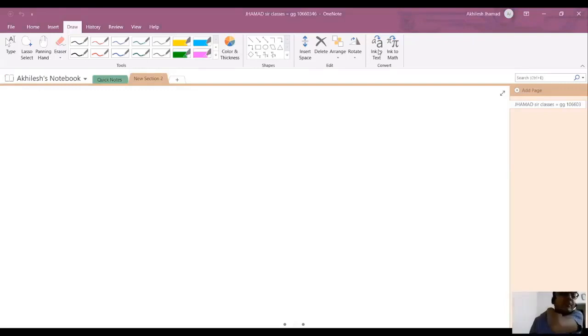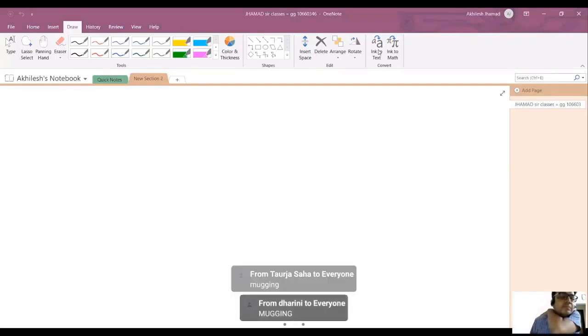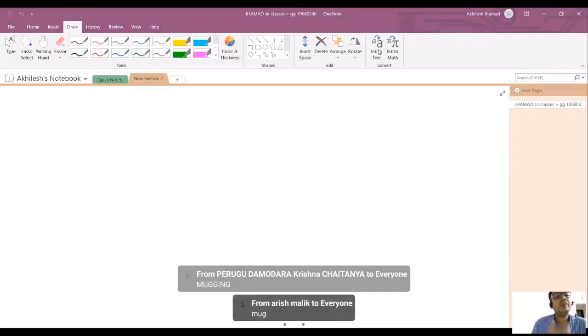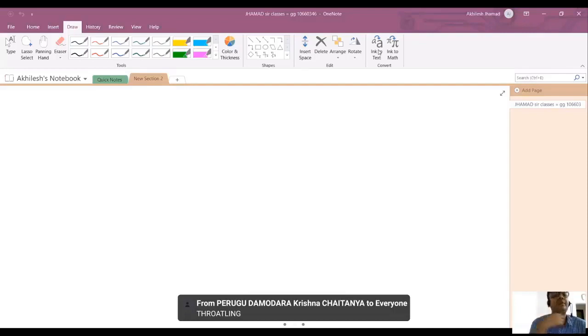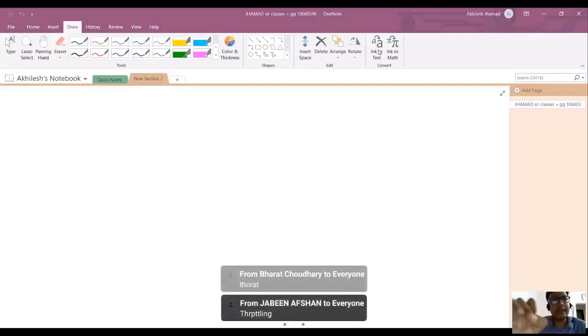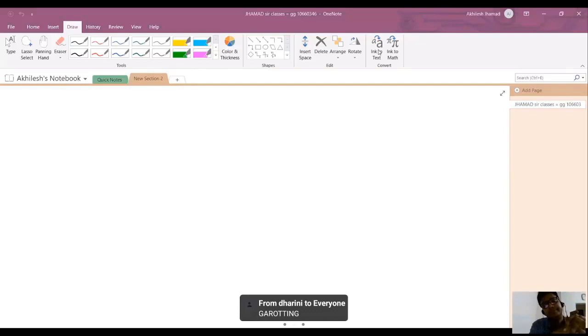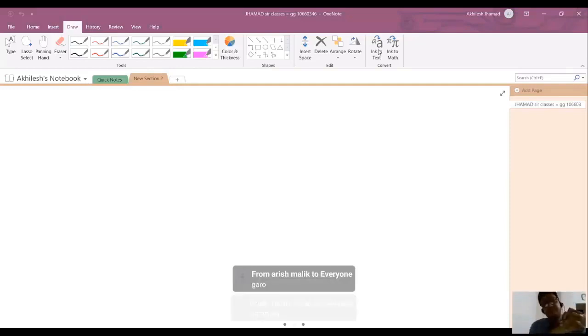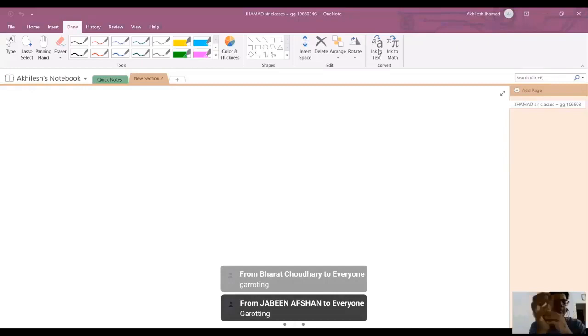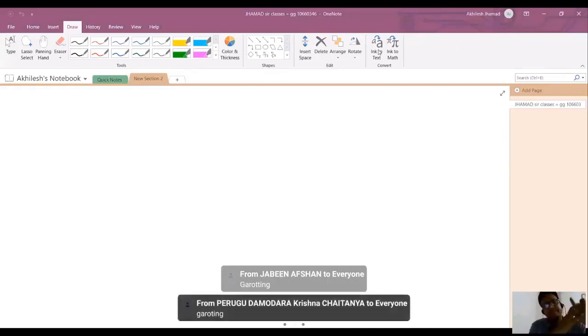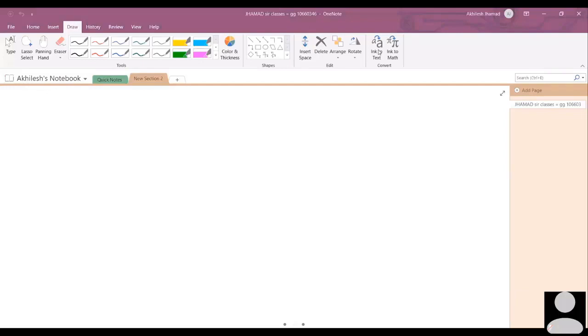What is the name of this strangulation method? Throttling. In Spain and Turkey, criminals are killed by which method of strangulation? Garroting. Absolutely right, friends. Most common method is garroting.